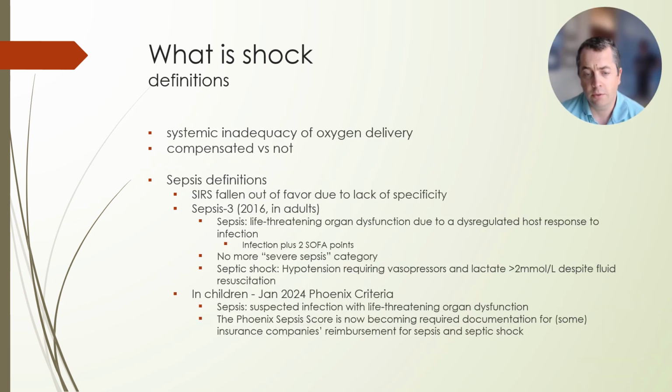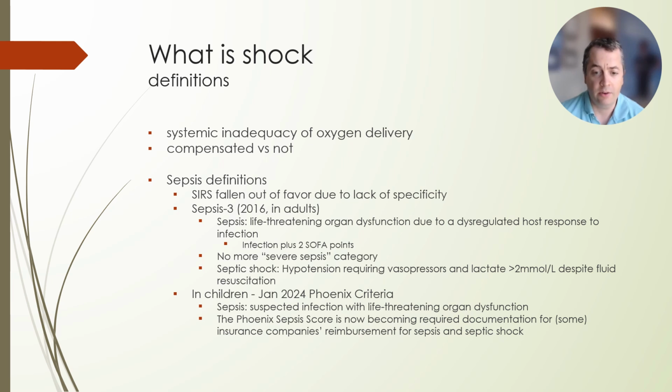All right, let's start with our basic definition of shock, which is a systemic inadequacy of oxygen delivery. It can be compensated, meaning that there is still maintained organ perfusion, mental versus not. You may see hypotension and organ derangements, confusion, things like that. Definitions of sepsis. So SIRS, or the systemic inflammatory response syndrome, has fallen out of favor due to a lack of specificity. The joke being that you could be running a marathon with the flu and have the diagnosis of SIRS, or that it could be applied to just about any patient in the ICU.